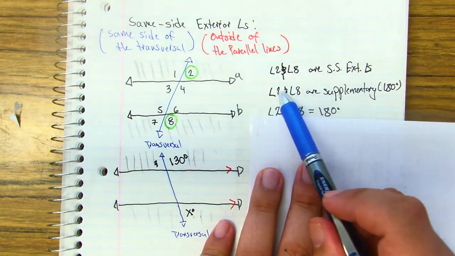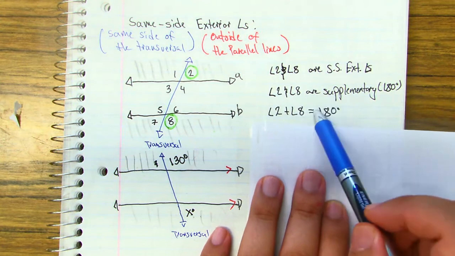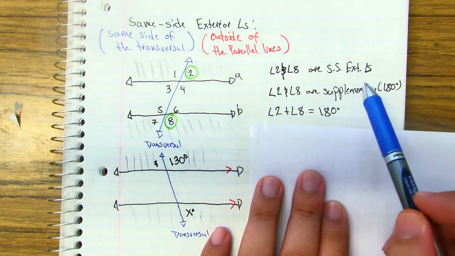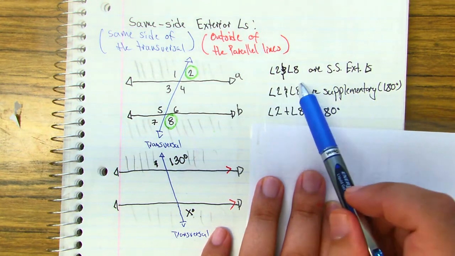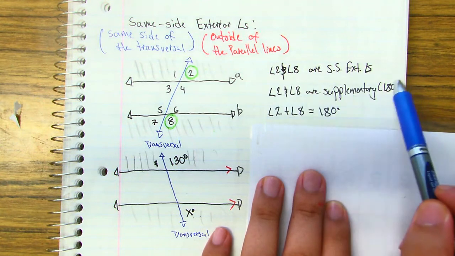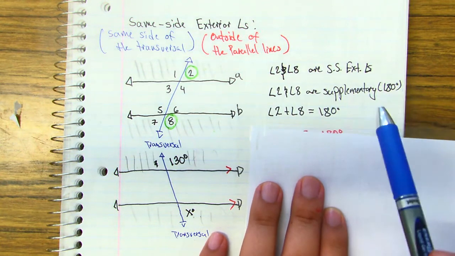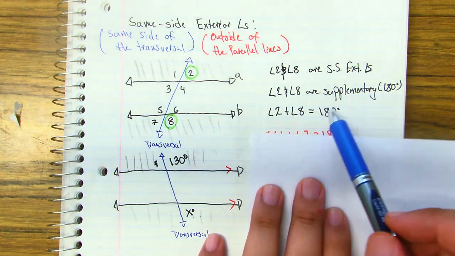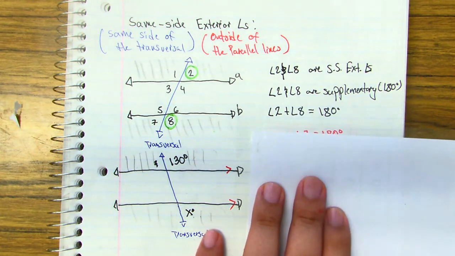When I add angle 2 plus angle 8, I know that it will equal 180 because that's what supplementary means. If I add angle 2 and angle 8, they are supplementary, which equals 180 degrees. And that's pretty much it. That's how I got this equation, right?